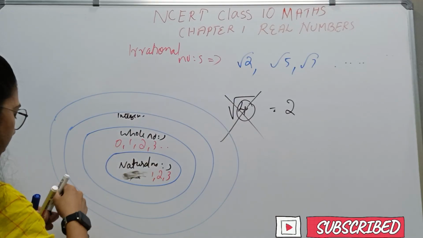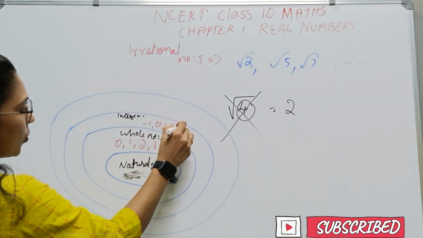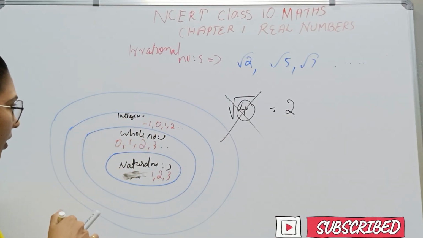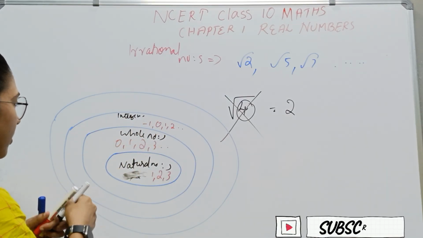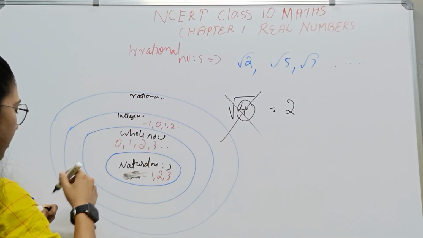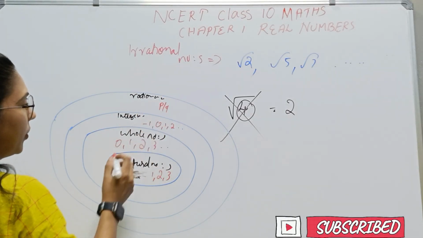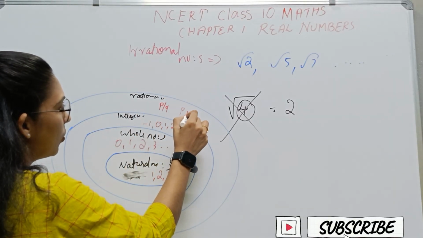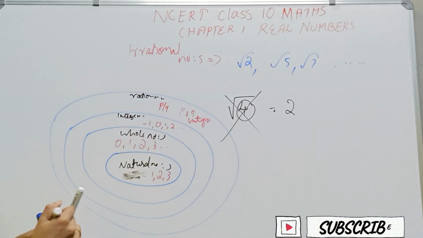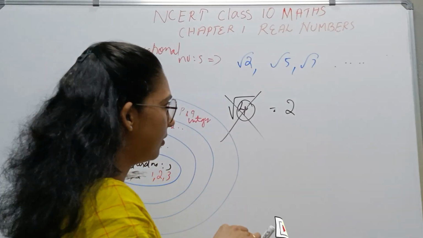Integers. What are integers? They are -1, 0, 1, 2, etc. All the negative and positive numbers along with 0. Then finally, rational numbers, which can be represented in the form of p upon q, where p and q are integers.